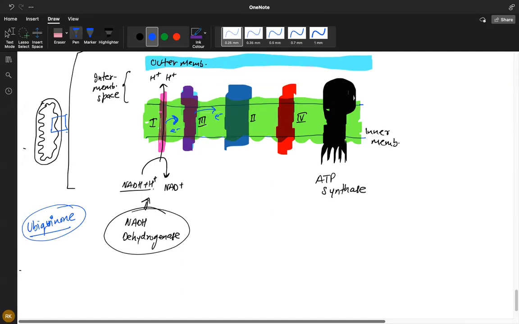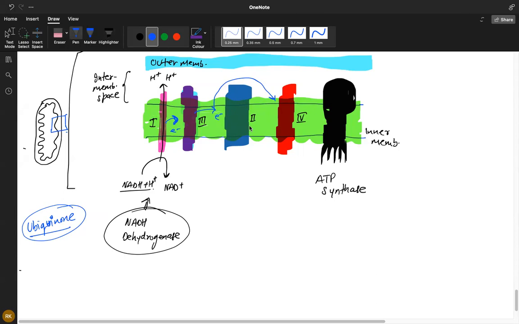From there the electrons go to complex 3. Okay, and then to complex 2. No, from 3 it goes to complex 4, not to 2. Oh, okay. Write down, from complex 3 the electron goes to complex 4.